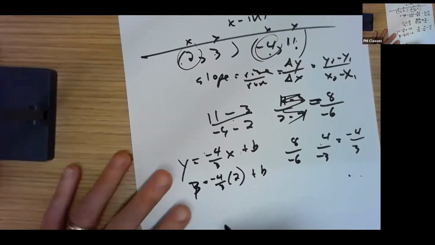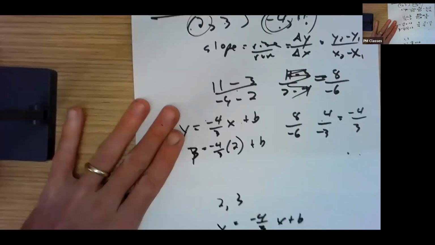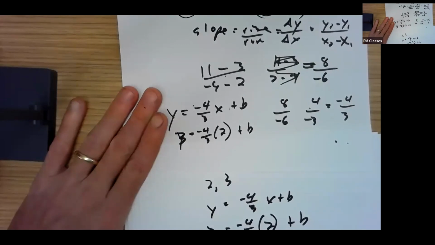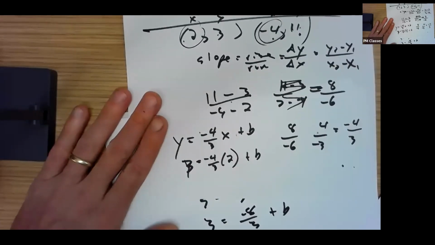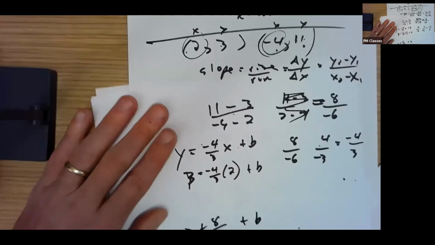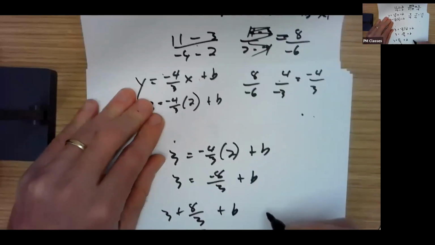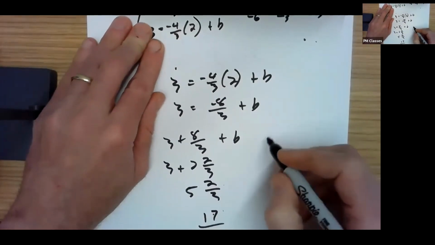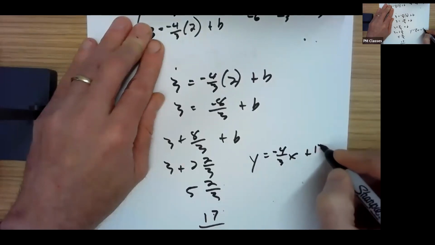So I would say when we have (2, 3), y equals negative 4/3 x plus b. When y is 3, x is 2. And then I solve for b. So 3 equals negative 8/3 plus b. Add 8/3: 3 plus 8/3 equals b. So that would be 3 plus 2 2/3, so 5 2/3, or rationalize that, make it 17/3. Either of those would be fine. So my full equation, rushed ahead, would be y equals negative 4/3 x plus 17/3.